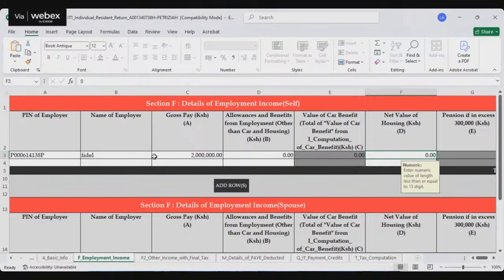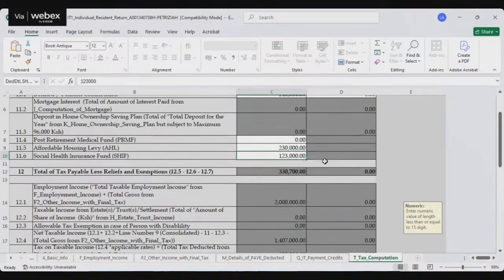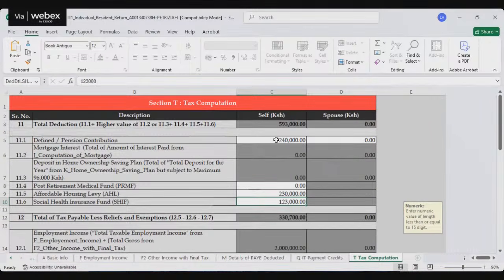So you will just confirm whether for the year 2025, the gross income that you received from employment income was 2 million. Then you go back. Once you have confirmed it is correct, you go to section M. For section M also, you just confirm whether the taxable amount that you received for the year was 2 million. And also you'll confirm whether the tax payable from your employment income is correct. If it is correct, you'll go to the tax computation part of it and confirm that whatever you contributed either to a pension scheme or to NSSF has been correctly captured.